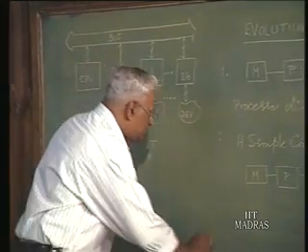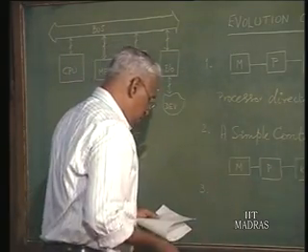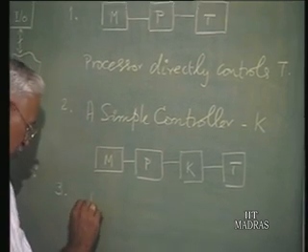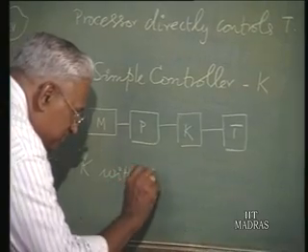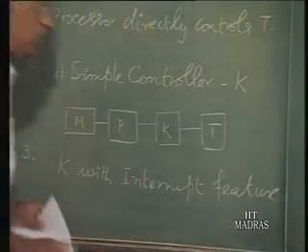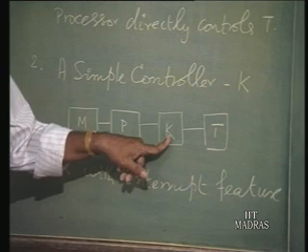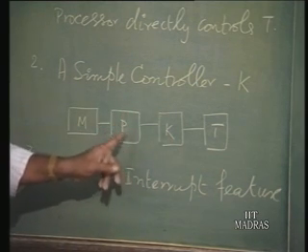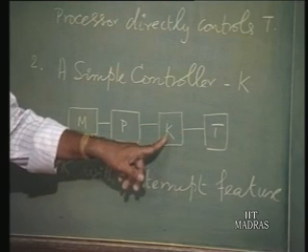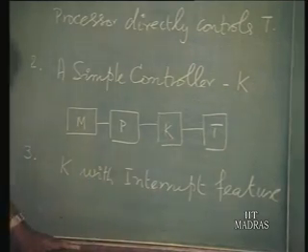Now, the third stage of evolution, we can talk about the simple controller, which becomes a little more sophisticated. So, you would say the controller K with interrupt feature. Earlier the processor was checking with the controller and seeing whether the controller says that the device is ready. That is how it was doing. Now, the controller becomes a little more sophisticated in that when the device is ready, when T, the terminal, is ready, the controller informs the processor through the interrupt. So, this is the third stage of development.